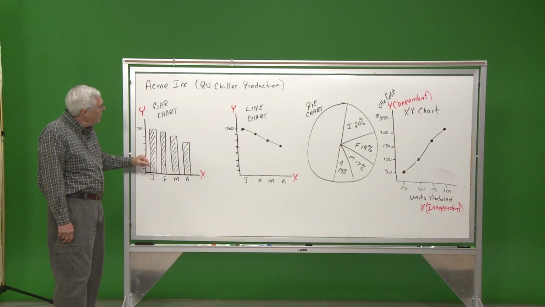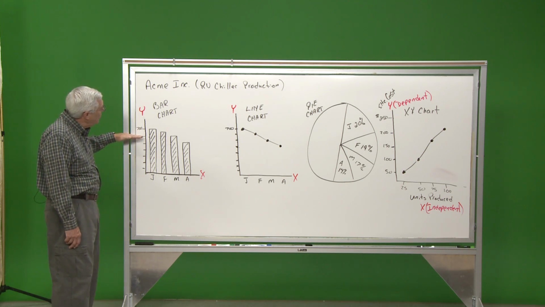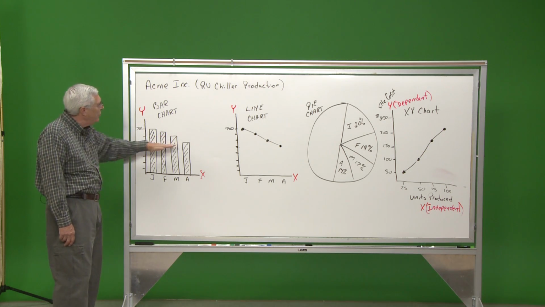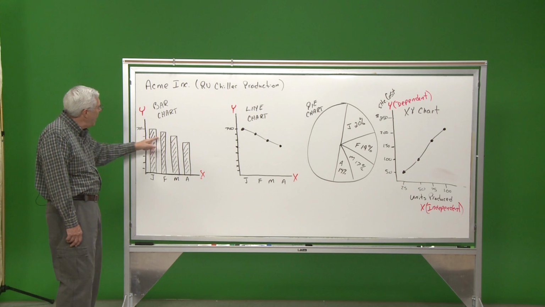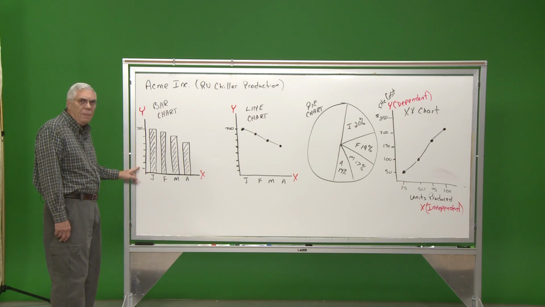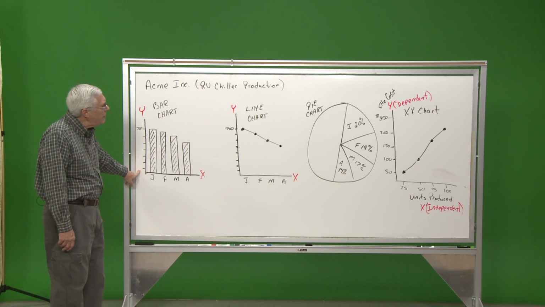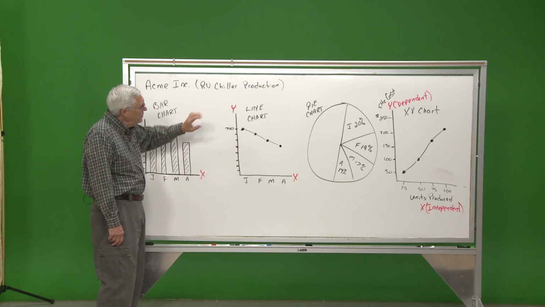Obviously we know that April is quite a bit lower, but this allows us to easily see those comparisons. On many of these charts we will also put a grid line across just to make it easier for the person who's looking at it to trace the top of that bar back to a numeric value on the y-axis.